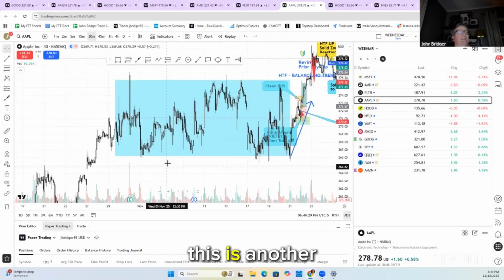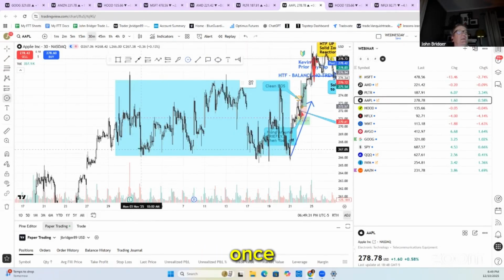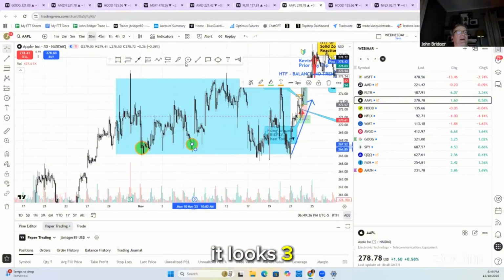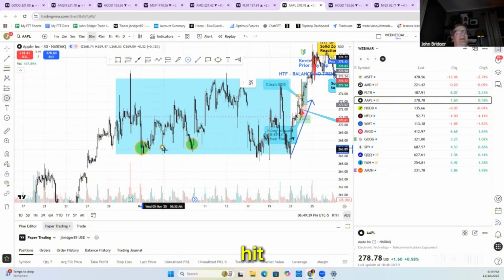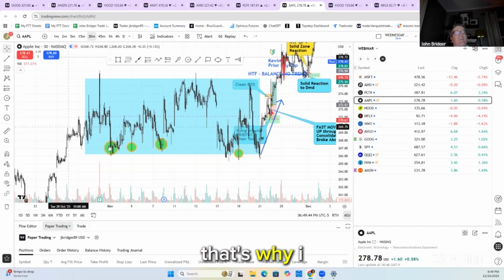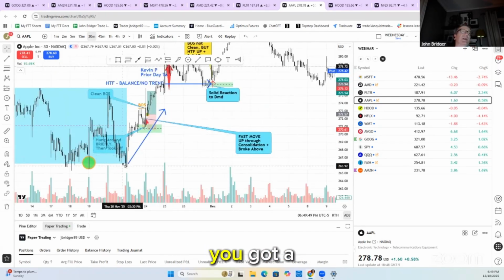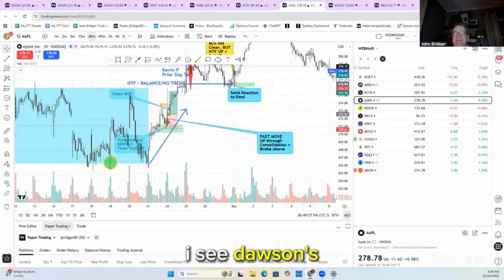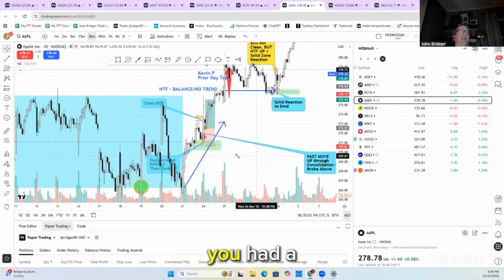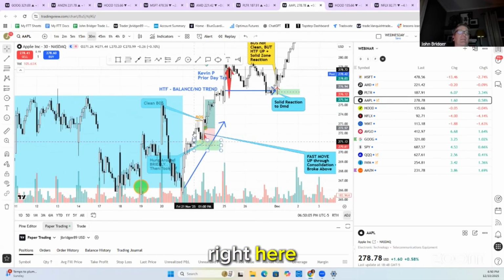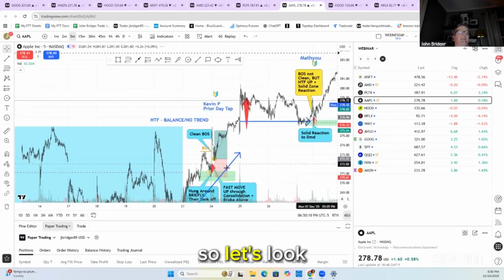Pivot. Again, this is another example about pivots. Look at this, once, twice. Actually, you can see it three times. You see all the times this thing's been hit and moved. That's why I pay attention to those areas. So you see you got a nice reaction move. I see Dalton's got it. So again, you had created demand right here, and then looking for a reaction to that the next day. So let's look at what went on here.